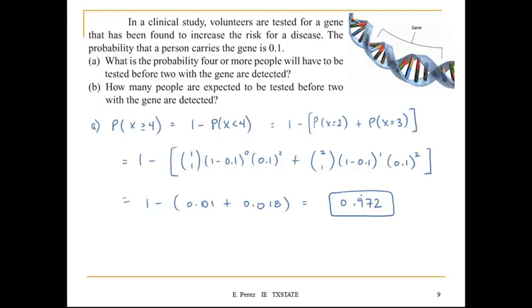Part B is asking how many people are expected to be tested before two with the gene are detected. So again, you see this word, you know what the question is asking you is the expected value. So the expected value of X is equal to r over p, which is equal to 2 over 0.1, and that is 20.